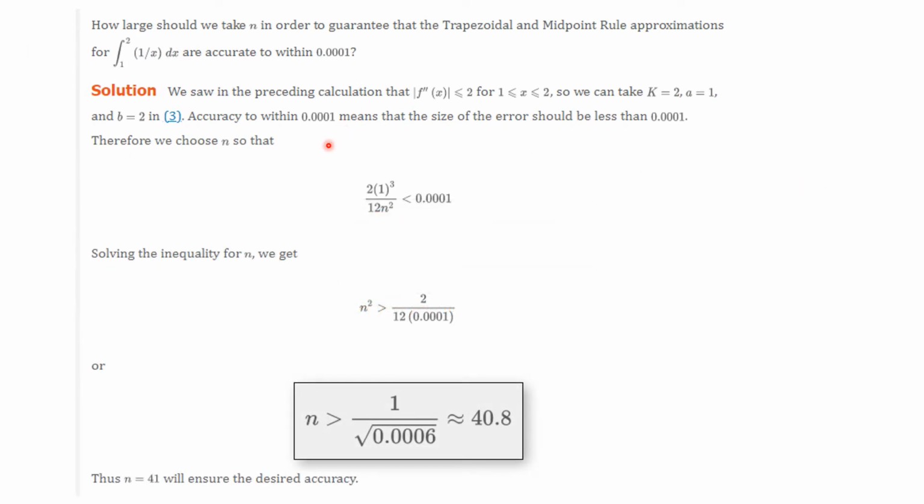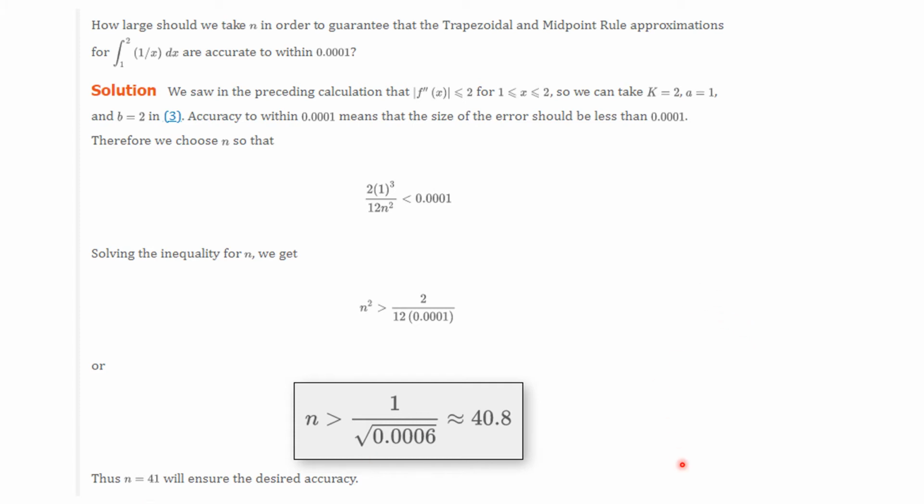Okay, so we knew already from the discussion that f double prime of x is less than or equal to 2, and we want the error to be accurate within 1/10,000th. So we put 1/10,000th here, and the error on the other side. This is the trapezoidal one, so this is 2 times 1 cubed over 12n squared. Now you have to solve this inequality for n. So we cross multiply and we get this, and we take a square root and we get this. That means n has to be bigger than 40.8. Now, since n is an integer, you have to say, oh, I need 41 terms.